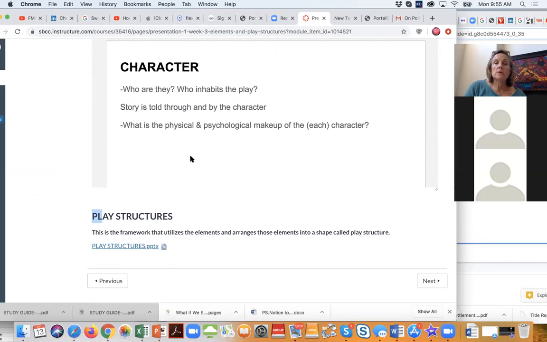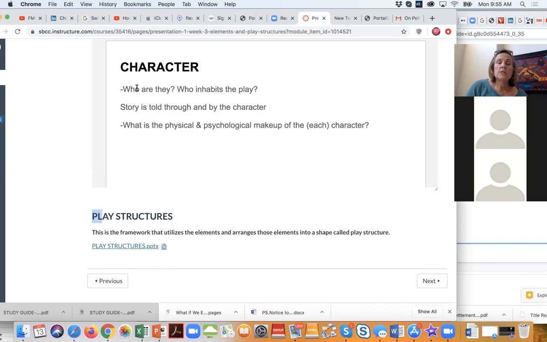Character: who are they, who inhabits the play, how many are they. The story is told through and by the character. So you need to look at their physical and psychological makeup. How old are they? What is their status? What is their economic wealth? What is their status in terms of hierarchy in their community? What kind of community do they live in? So each of those things is very critical to how the story is told.